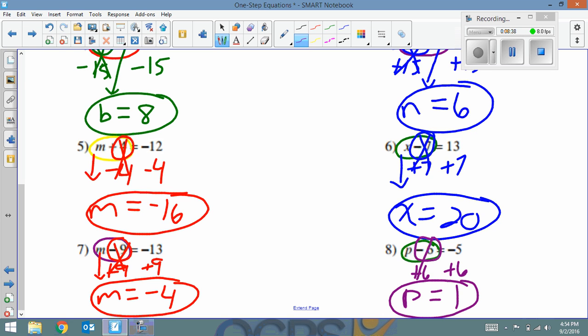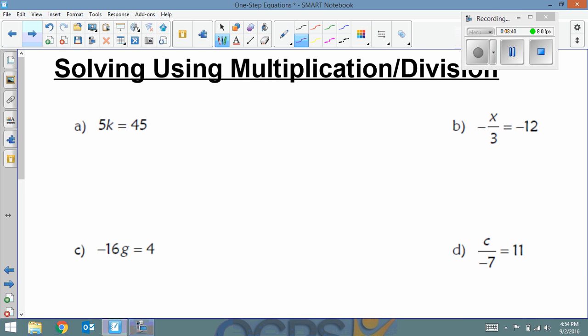Okay, so now let's talk about multiplication or division. Okay, so we do the same things that we did the first time. First, we find the side with our letter on it. Okay, and in this case, we don't really look at the number itself. What we look at is what is happening between the number and letter. Remember, when a number and a letter are side by side like that, that means they are currently being multiplied.